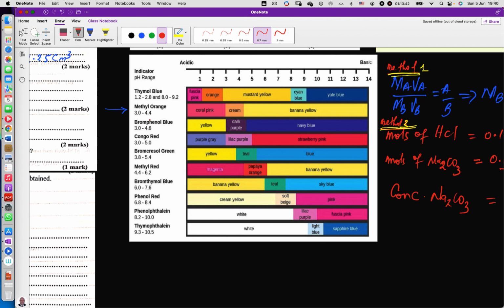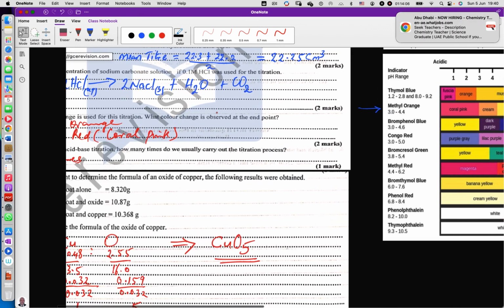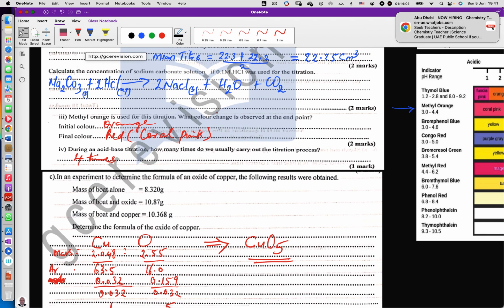It's still within acidity. So after putting methyl orange in an acid, the color change will be red. It is red here because we don't want the pH of 1, 2, 3 in acidity. It is still red. So the color change for methyl orange will be red. Initially it was orange, but now the final color will be red.